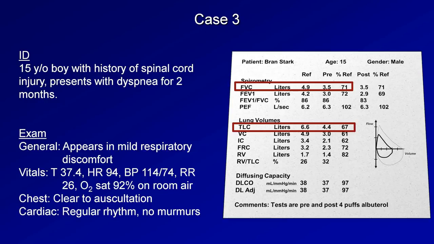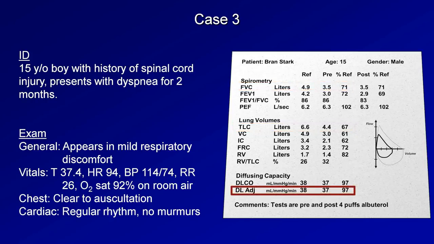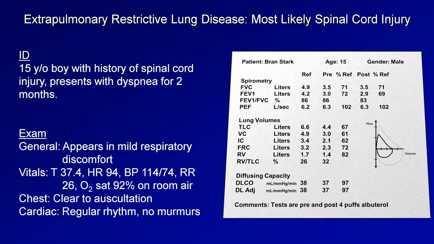So what makes this case different than the previous one? Look at the DLCO. It's normal. A normal DLCO in the presence of restriction is suggestive that the etiology of restriction is extrapulmonary. In this case, the patient most likely has difficulty inhaling due to his spinal cord injury.